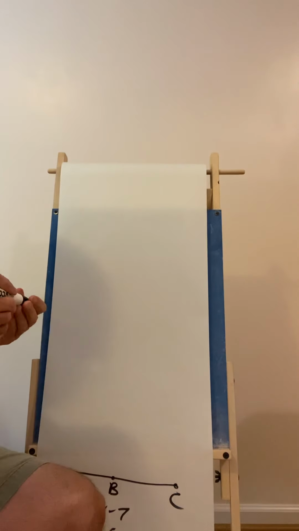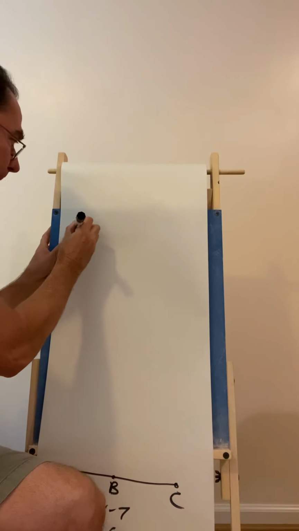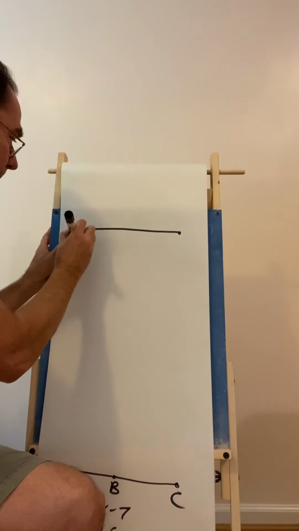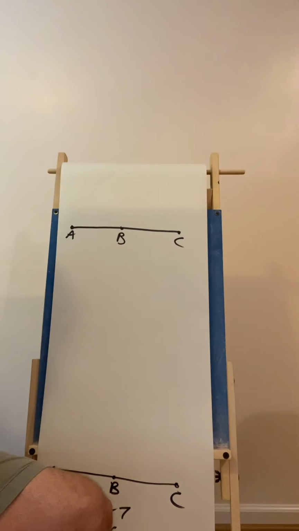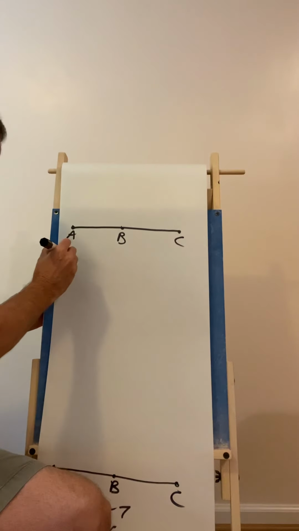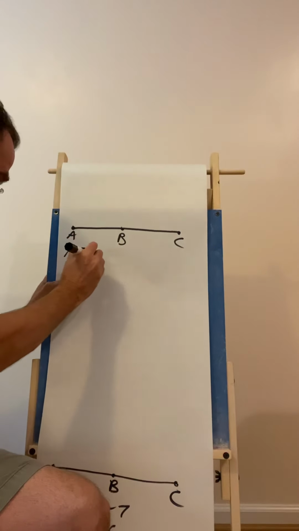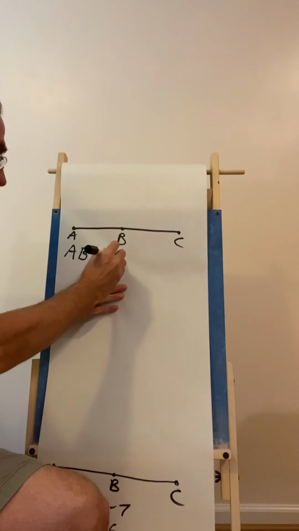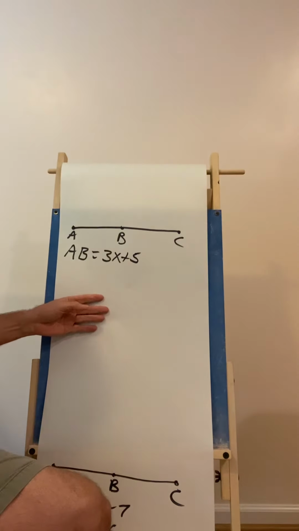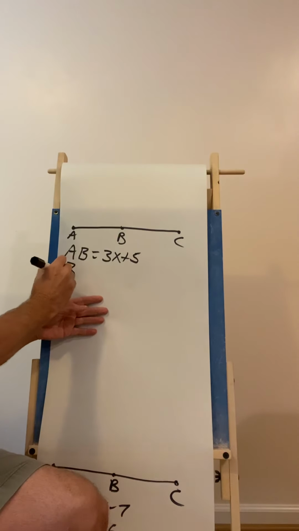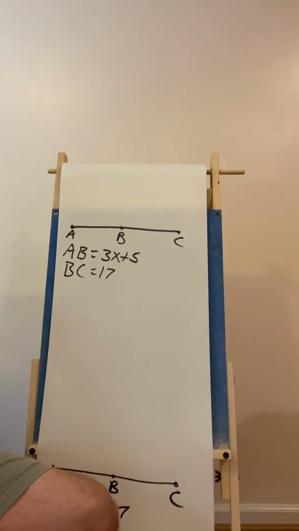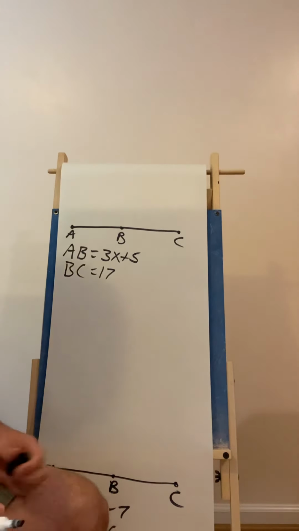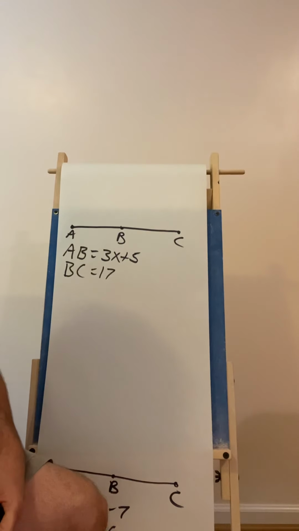Okay, ABC. B is the midpoint. On this next problem, we're going to say AB is 3x plus 5 and BC is equal to 17. Okay. Why don't you pause the video there and take a few minutes and see if you can set up the equation on your own.